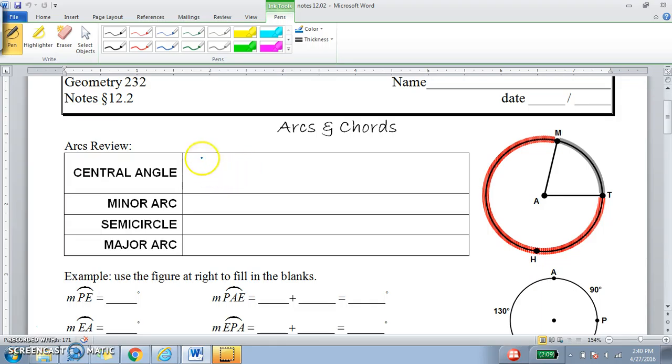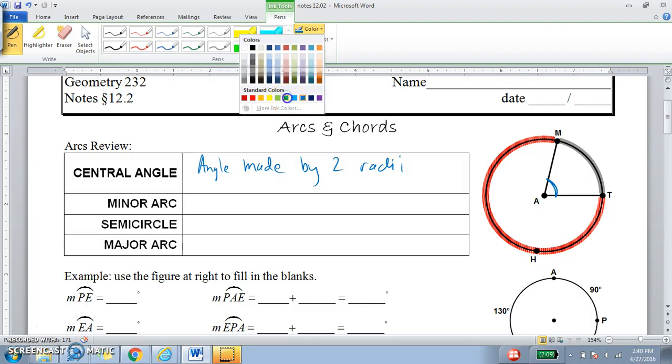So a central angle is just an angle made by two radii. So these two radii right here, MA and AT, the angle that those make would be called a central angle. It's just an angle that goes to the center of the circle.